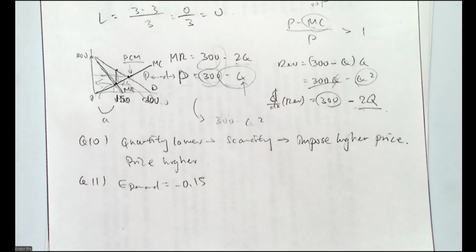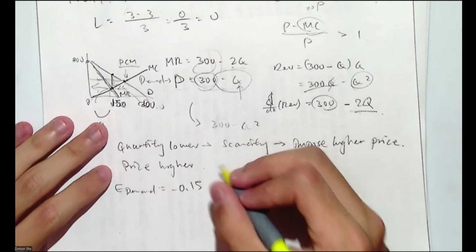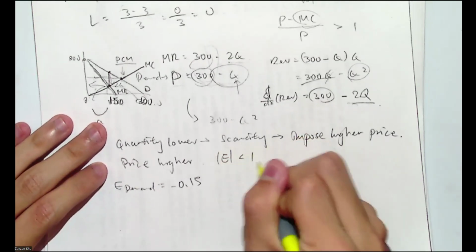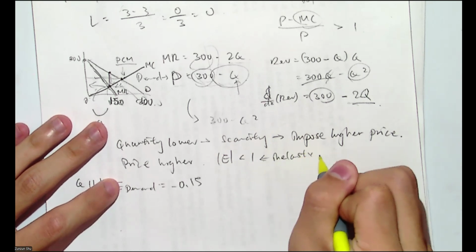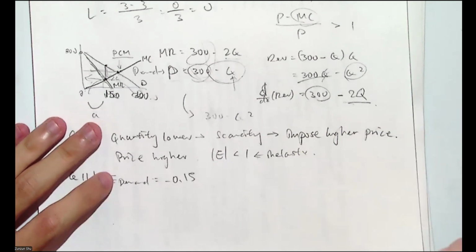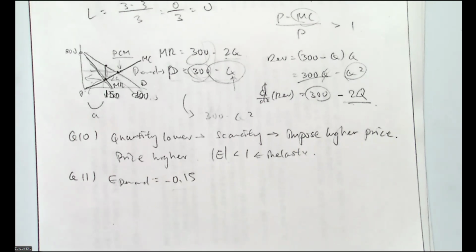Anyone? Elastic? Yeah, it's inelastic. Okay. Again, why do you know it's inelastic? Well, because elasticity is less than 1. Right? That makes it inelastic. If it's equal to 1, it's unit elastic; if it's greater than 1, elastic. But here it's less. 0.15 is less. So, in an inelastic scenario, what's going to happen?